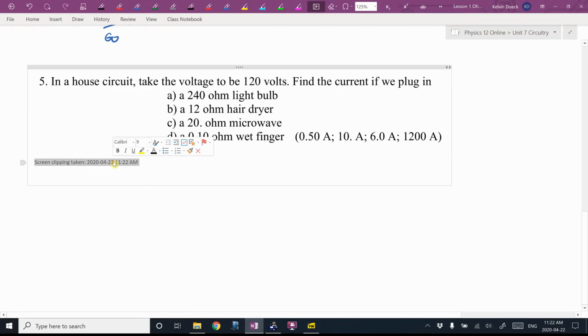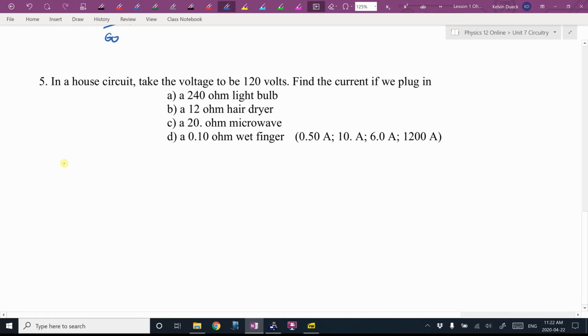In a house circuit, take the voltage to be 120 volts. It's not exactly 120 volts, but it's close enough that we often use that as our benchmark. Find the current if we plug in a 240 ohm light bulb. So I think for all of these, we're going to be using I equals V over R. We start out with V equals I times R. So for A, it's going to be 120 divided by 240, which is 0.5 amps.